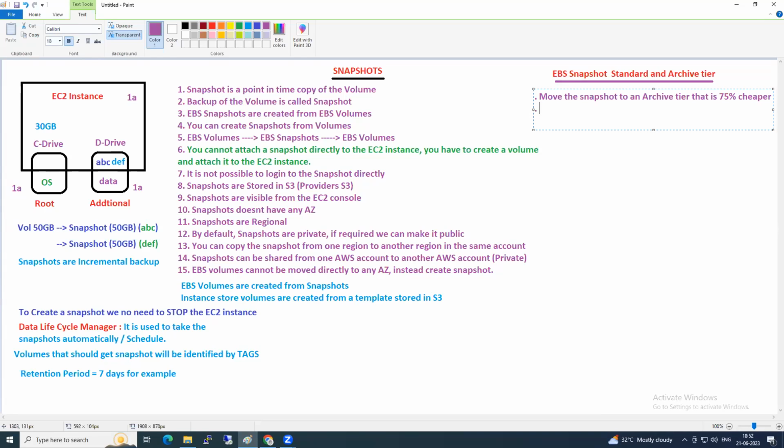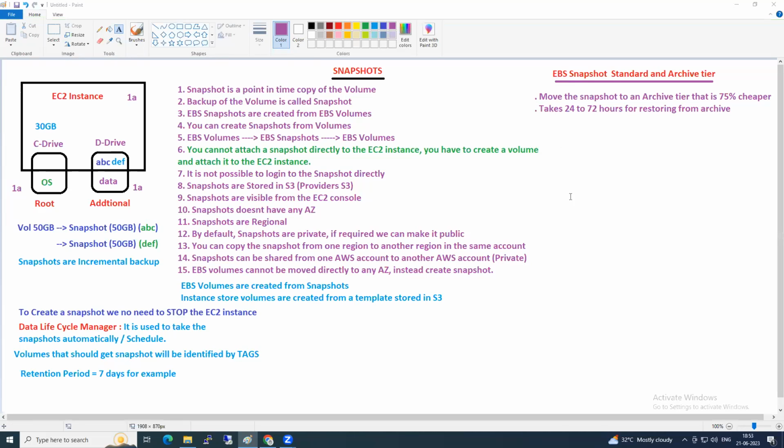Because you are not using it, no? Right? So please write down, that is very important. It takes 24 to 72 hours for restoring from archive. That is called, guys, this is the latest one that you got. It was not there a few months back. So this is a new topic.